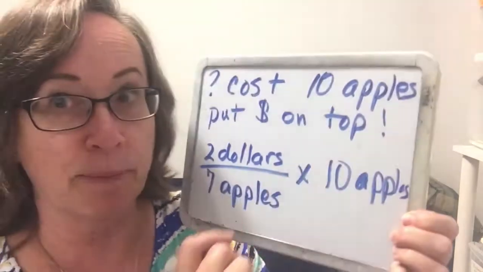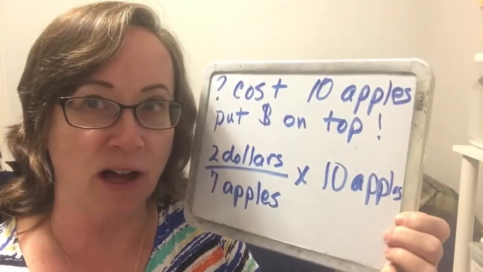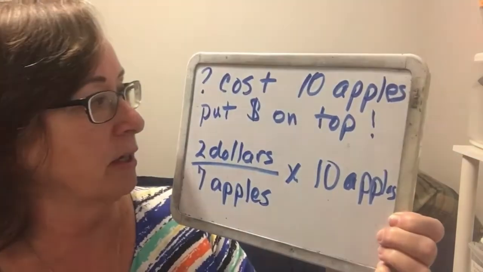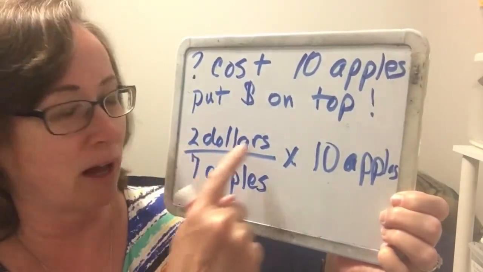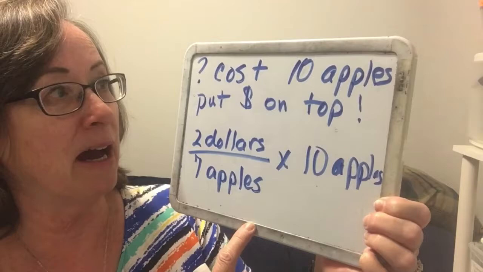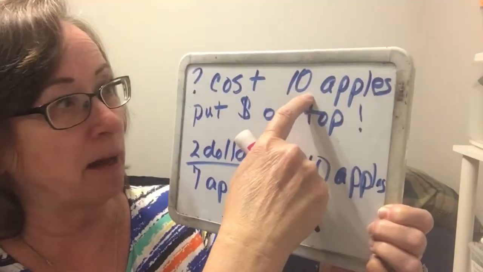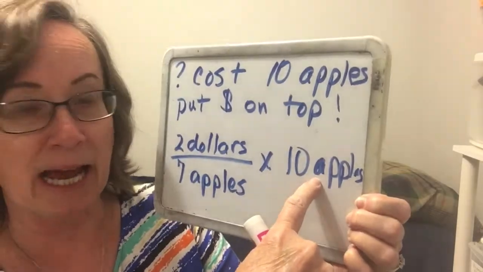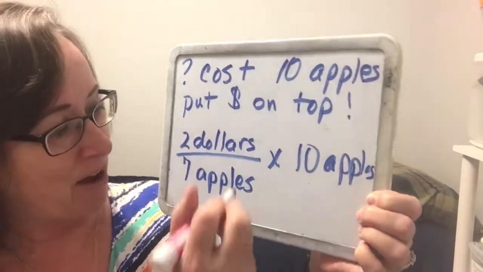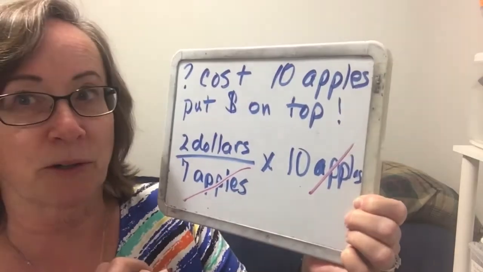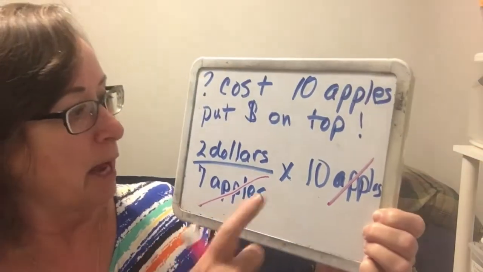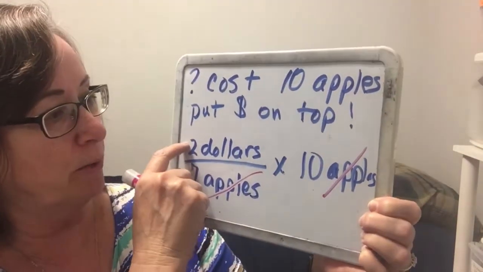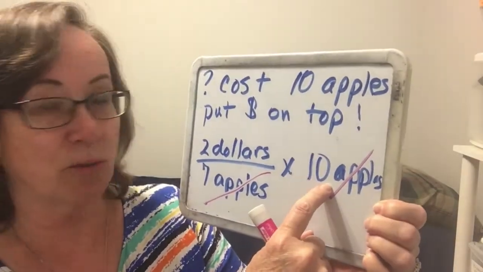Or perhaps we want to know the cost of 10 apples. If we want the cost, it is in dollars, so we want dollars upstairs. We're going to put dollars on top: $2 for 7 apples. Now we want to find out how much 10 apples cost. So we put 10 apples, we multiply, and notice now, apples and apples are going to cancel. The 10 and the 7 don't really cancel very nicely, do they? But we're going to go ahead and multiply. 2 times 10 is $20.